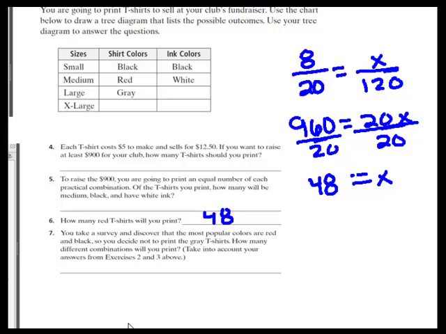Now for the last question, it says that you take a survey and discover that the most popular colors are red and black. So you decide not to print the gray t-shirts. How many different combinations will you print? So at this point, out of the 20, you're going to eliminate all of your gray choices. So if you eliminate all of your gray choices, you will discover that you have 12 possible choices.